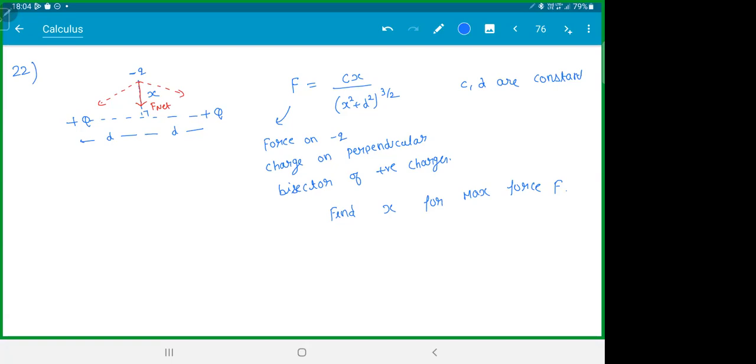I hope the question was clear. So there is a minus Q charge and there are two plus Q charges. The particle is at a distance of X from the perpendicular bisector, along the bisector. The force is given by C into X by denominator X square plus D square whole power 3/2. C and D are constants. Find the value of X for maximum force.